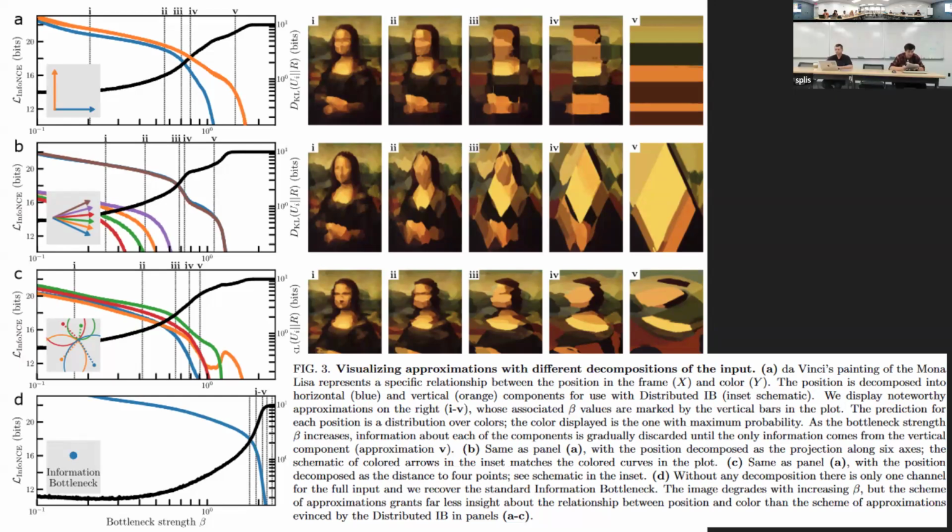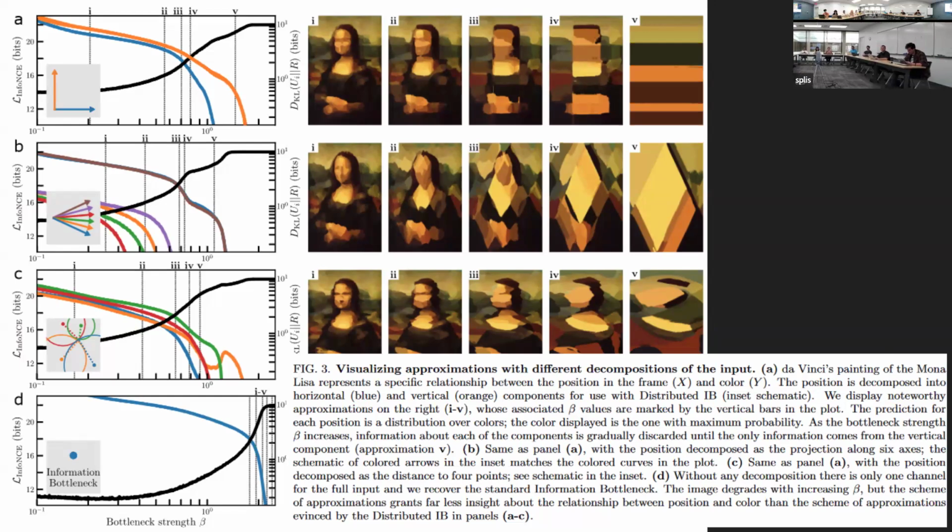Right, and they mark each bar in the plot. So the prediction for each position is a distribution over colors, and the color displayed is the one with maximum probability. So they're actually using a neural network to predict the pixel in each location. Instead of doing a full autoencoder, they're just predicting pixels at each location, and they're decomposing with this kind of spatial representation, vertical or horizontal, or these more complicated basis sets here.